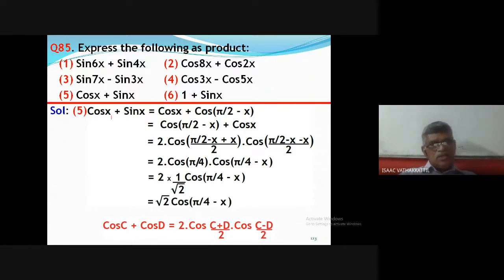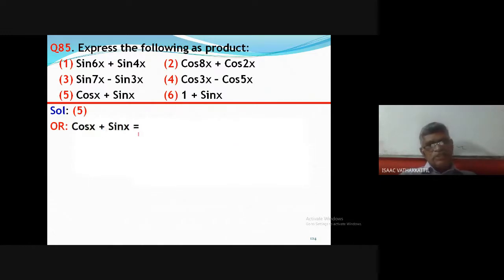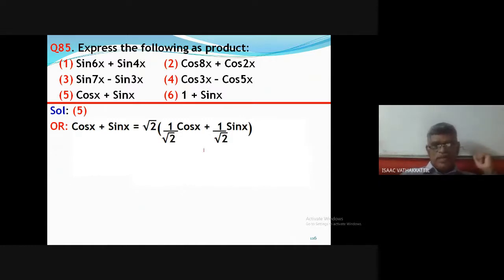Now this has another alternative procedure. Instead of converting one to the other, we have another way. We can rewrite this cos x plus sin x by taking a constant root 2 common out: root 2 into (1 by root 2 cos x plus 1 by root 2 sin x). From where do I get this root 2? Here this is of the form a cos x plus b sin x, where a is 1 and b is 1. Root of a squared plus b squared. This technique you may need many times. So I'm just taking again root 2 into (1 by root 2 cos x plus 1 by root 2 sin x).